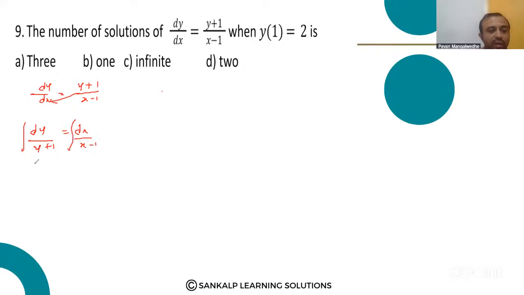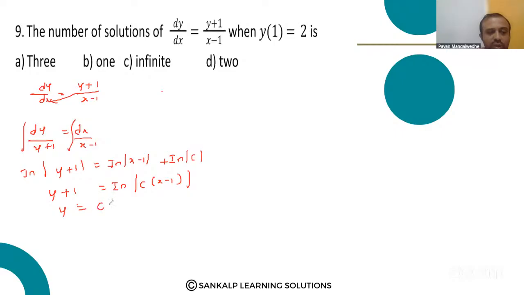So by integrating, it will become log mod of y plus 1, and on this side, log mod of x minus 1 plus log mod of c. So y plus 1 is equal to c times (x minus 1), then y is equal to c times (x minus 1), on transposing 1 to the other side it will become minus 1.